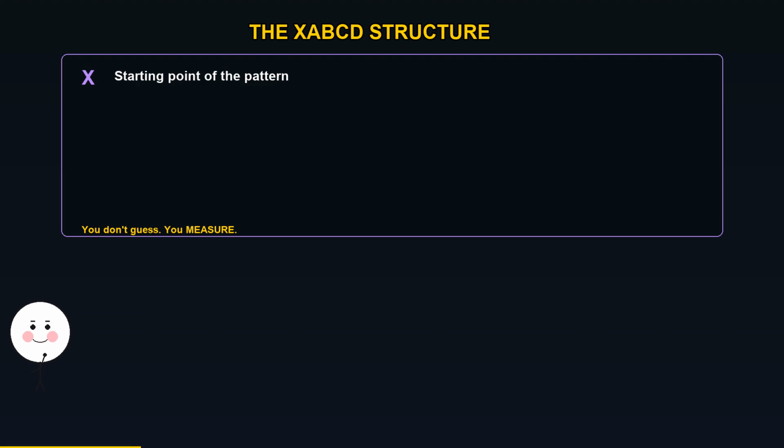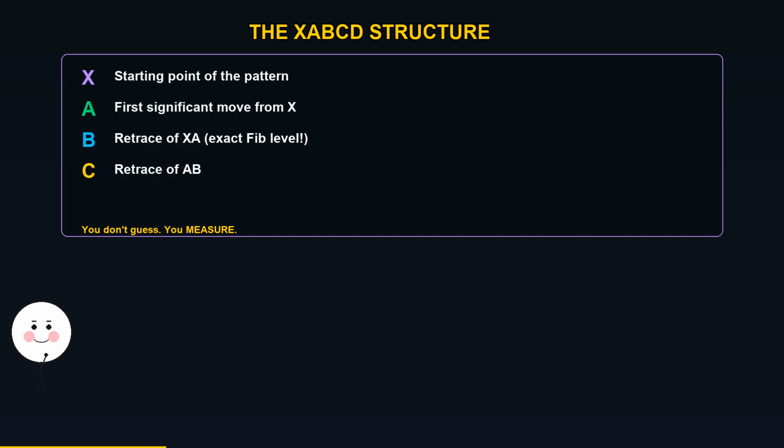Every harmonic pattern has 5 points. X, A, B, C, D. X is the starting point of the pattern. A is the first significant move from X. B is the retracement of the XA leg. This is where it gets specific. B must retrace to an exact Fibonacci level of XA. C is the retracement of the AB leg. And D is the completion zone. This is your entry point. D must land at an exact Fibonacci level of the XA leg. When price reaches D, the pattern is complete and a reversal is expected. You do not guess. You measure.